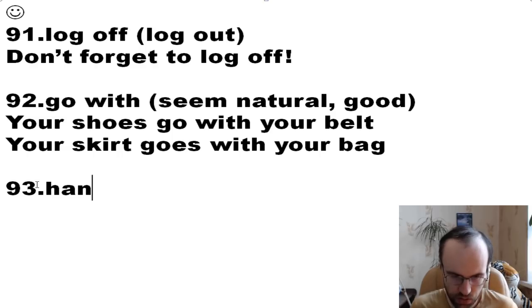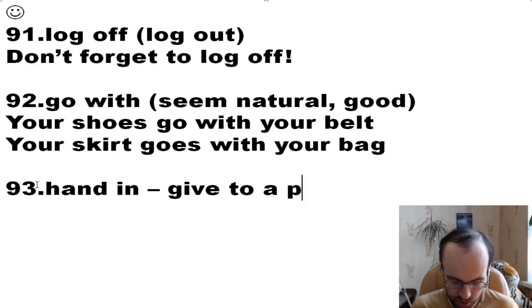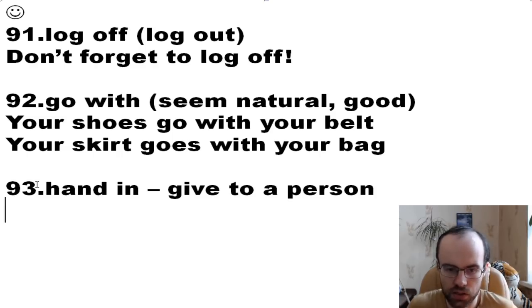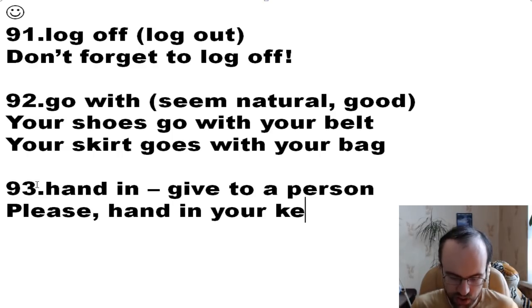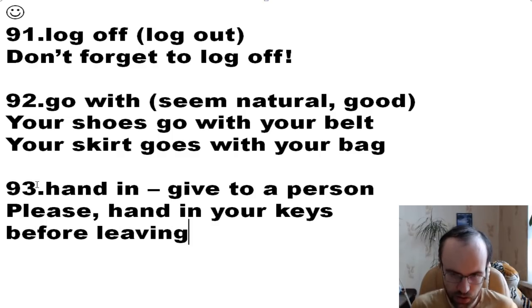Hand in. Give to a person. So you see, hand in, with your hand. So please hand in your keys before leaving.